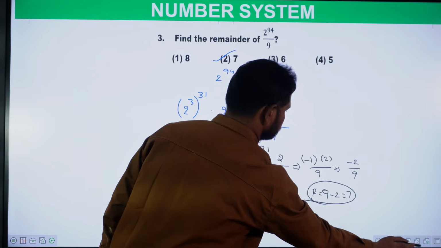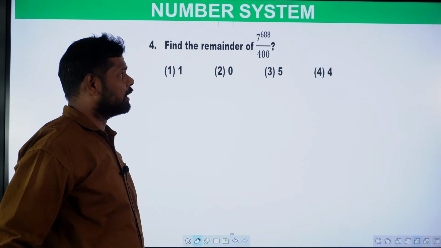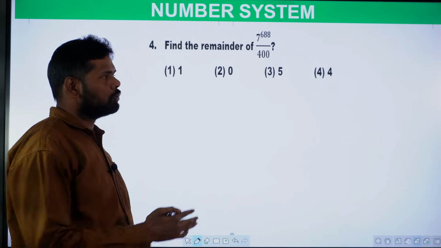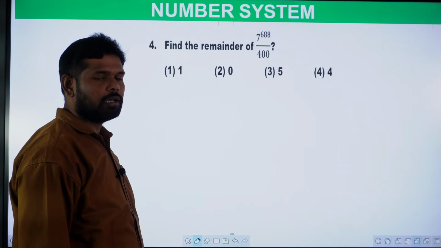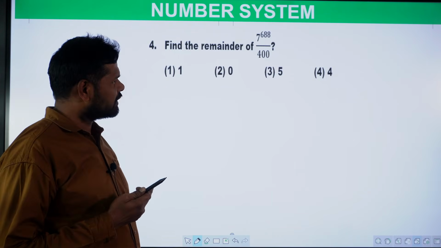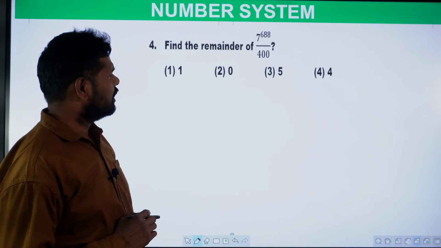Next one. 7 power 688 divided by 400. What is the remainder? Alright, we need to solve this type of problems also. Just 400. Again, it is not possible to calculate. Powers of 2 are not possible, and powers of 7, it is not possible to calculate up to 7 power 688.